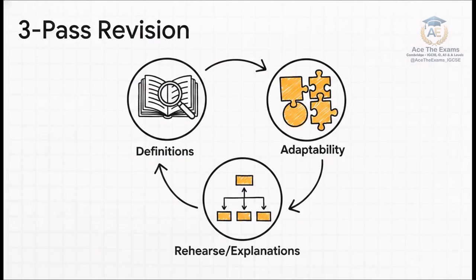Now, you might be wondering, how do you actually lock all these complex concepts into your long-term memory? It's all about the 3-pass revision cycle. Pass 1, secure your definitions so you never mix up your terms. Pass 2, rehearse your step-by-step explanations, ideally using diagrams. And Pass 3, exam adaptability. Practice applying that theory to wildly different scenarios so you can confidently justify your choices.